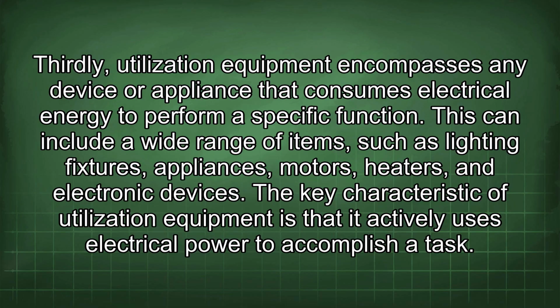Thirdly, utilization equipment encompasses any device or appliance that consumes electrical energy to perform a specific function. This can include a wide range of items such as lighting fixtures, appliances, motors, heaters, and electronic devices. The key characteristic of utilization equipment is that it actively uses electrical power to accomplish a task.